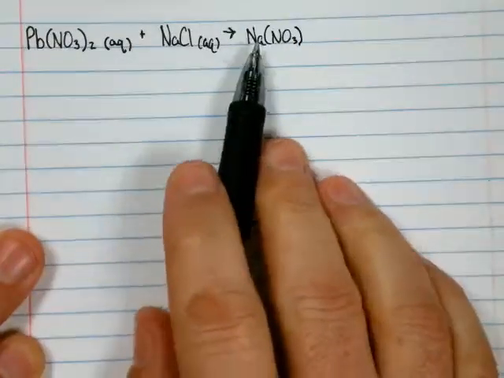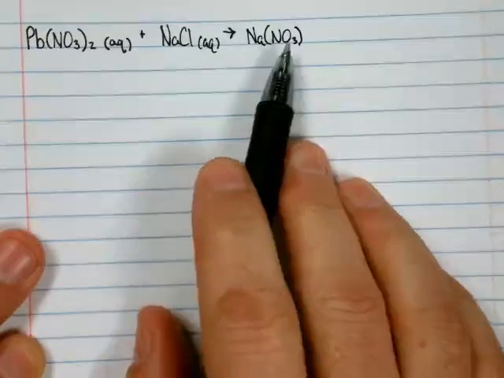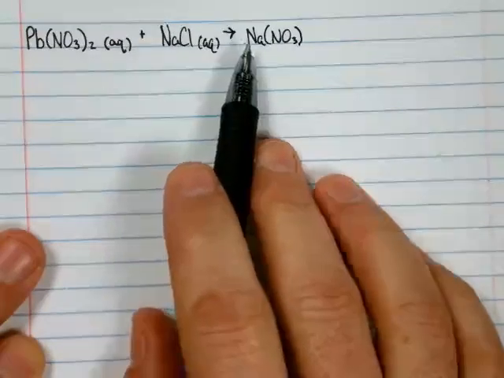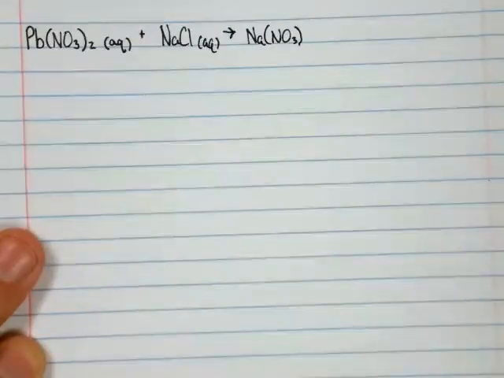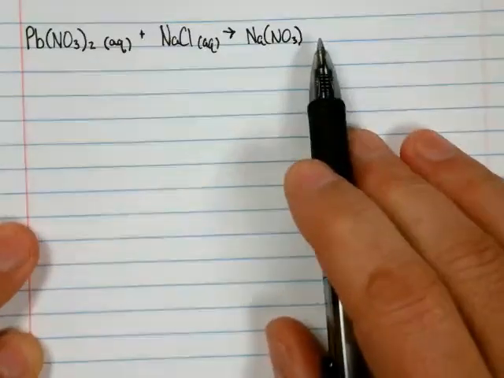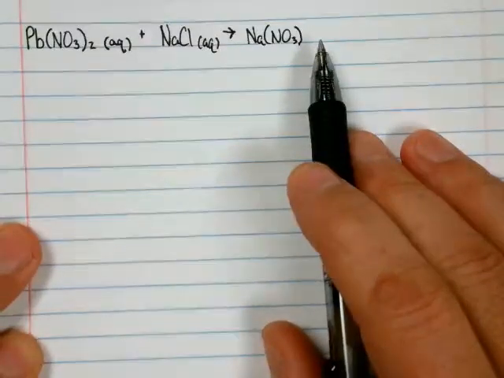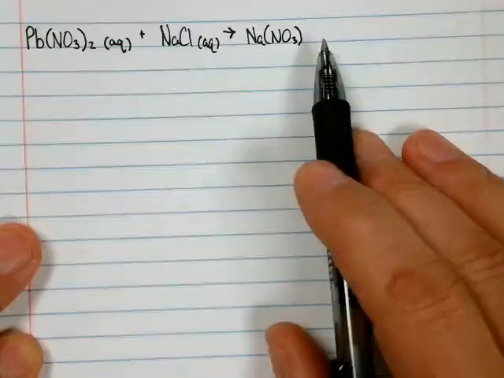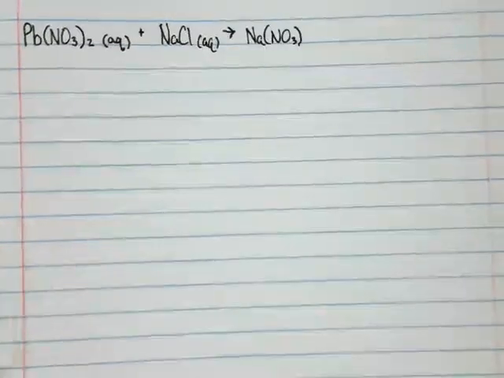And then we know that sodium has a +1 charge, nitrate has a -1 charge. So we don't have to swap and drop. It's already written correctly. But what's the state of matter of this product? One of them is going to be solid. One of them should be a solid, right? This is how we know.